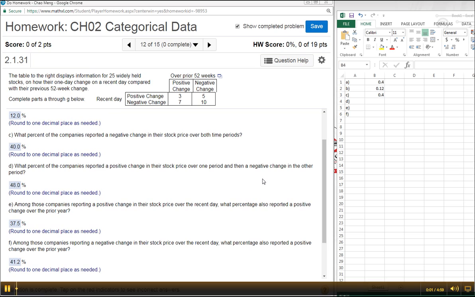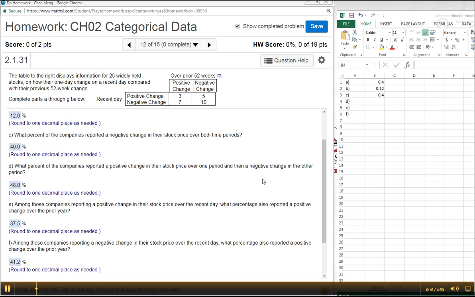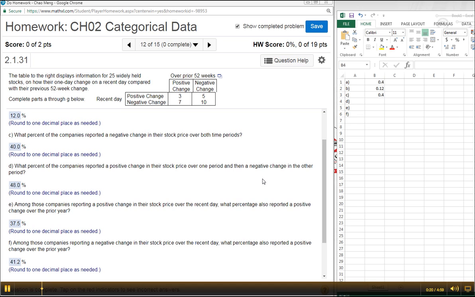Okay, guys, let's continue with this question. We talked about the first three parts of the question in the previous video. Let's go with part D right now. Part D is: what percent of companies reported a positive change in the stock price over one period and then a negative change in the other period?